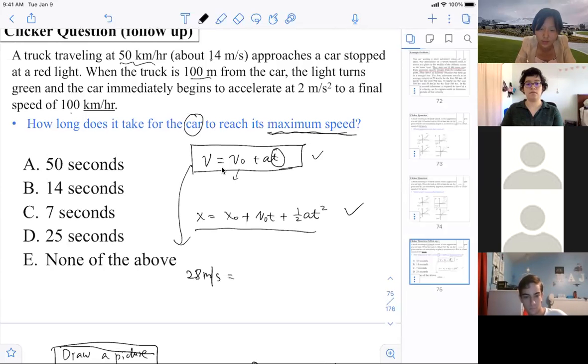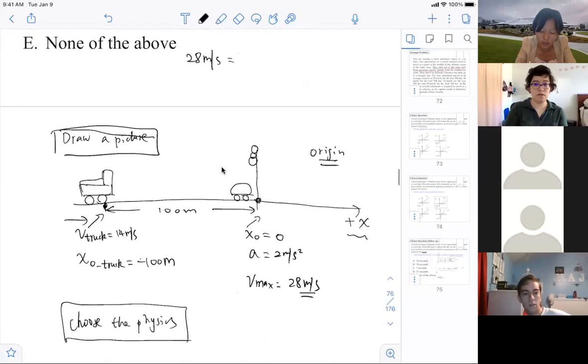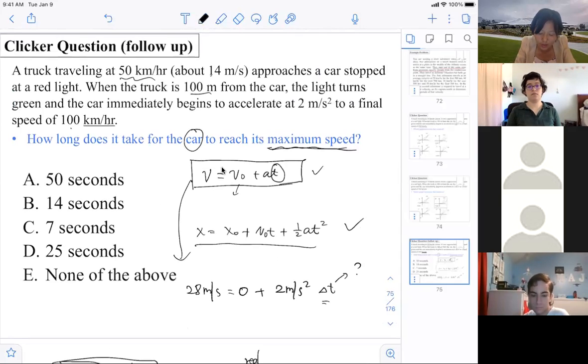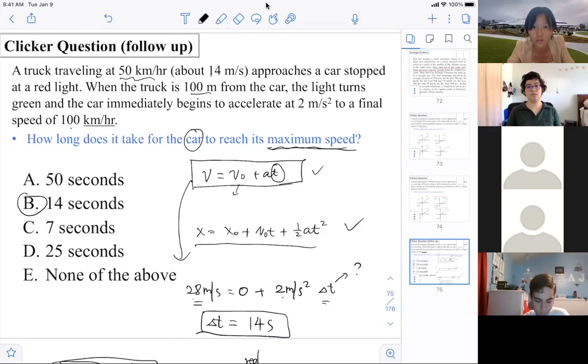All right, so the maximum speed is 100 kilometers per hour, and we know that's 28 meters per second. What is the initial velocity of the car? Initial meaning at this moment, when it was a red light, the car stops, right? When it's green light, the car goes. So initially, it's 0, very good. All of that information we interpreted from the problem. The acceleration is given as 2 meters per second squared, and the time is what we want to solve for. You can see the total time is 28 divided by 2, 14 seconds, right? So 14 seconds is the correct one.